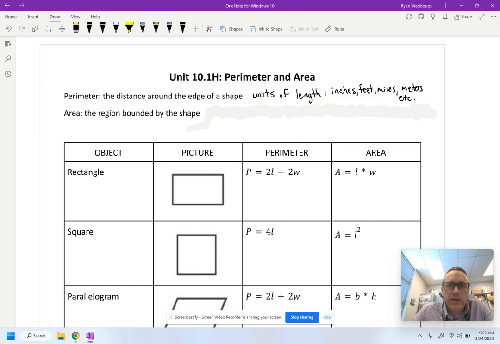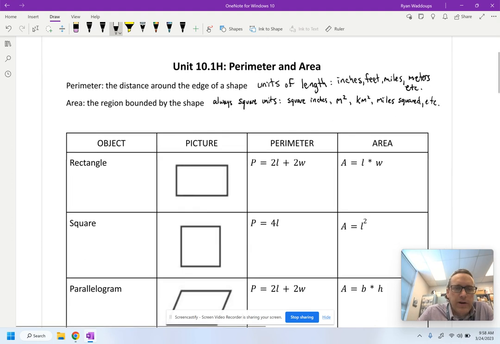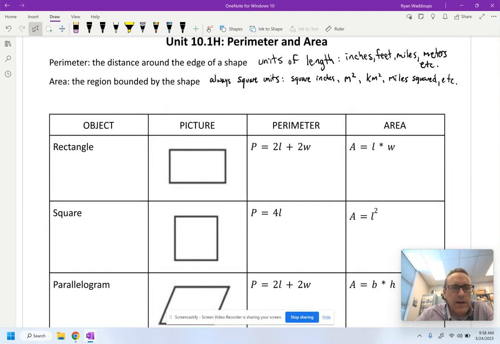It is always measured in the units of length, like inches, feet, miles, meters, etc. The area is the region bounded by the shape, or the space inside of a shape, and it is always in square units: square inches, meters squared, kilometers squared, miles squared, or square miles. You'll see it written both ways. But whatever, it's a unit of length, but squared. All right, let's jump right into some of the shapes that we're going to see here.